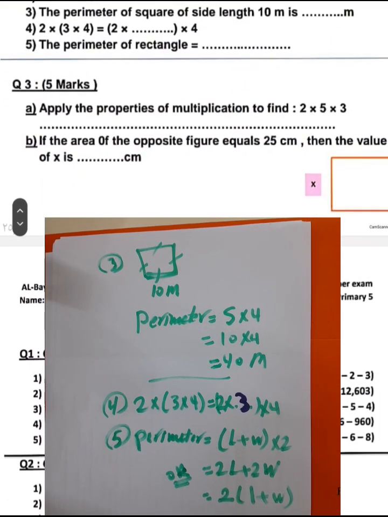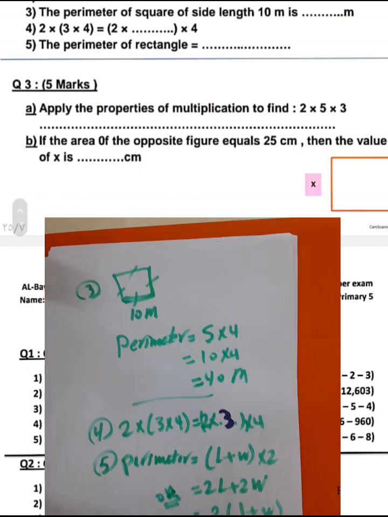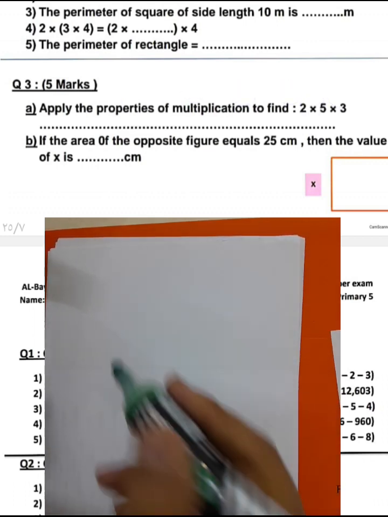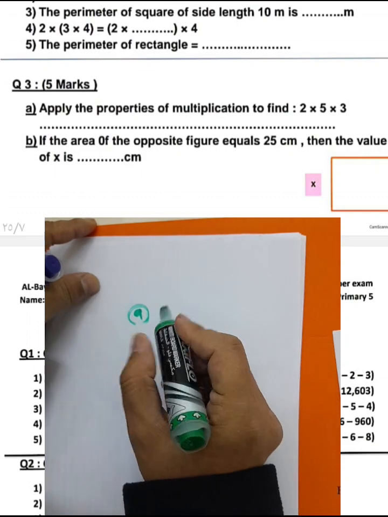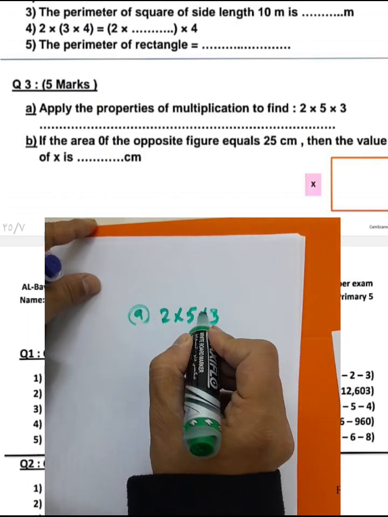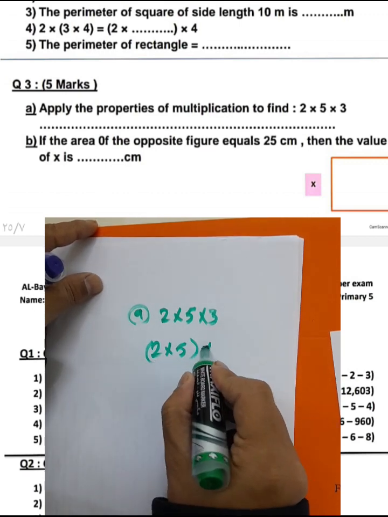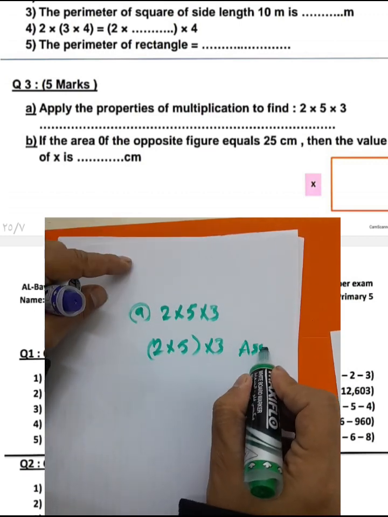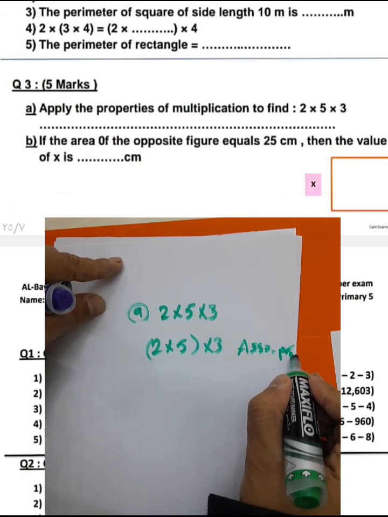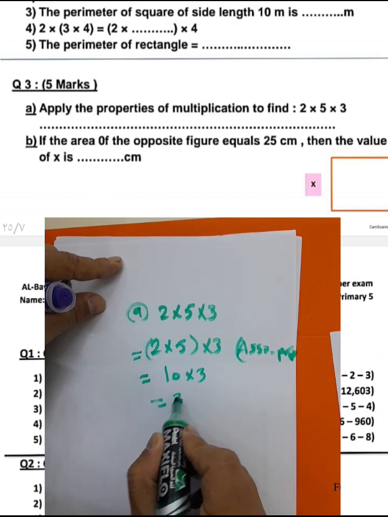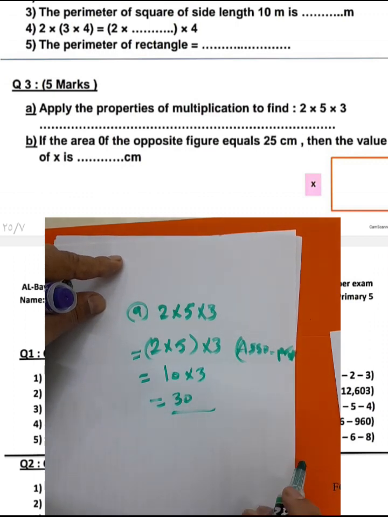Question number 3. Apply the properties of multiplication to find 2 times 5 times 3. Okay, we have properties here for 2 times 5 times 3. Using commutative properties, 2 times 5 times 3, and associative properties, 2 times 5 will be 10. 10 times 3 will be 30. Okay, commutative properties and associative properties here.